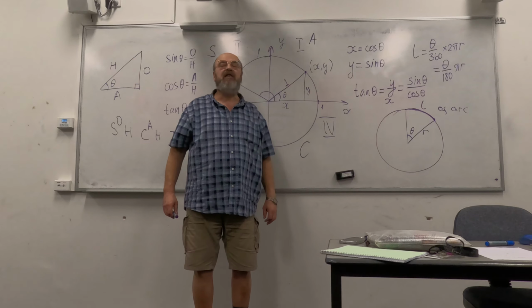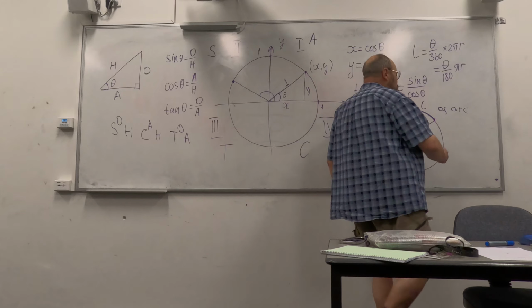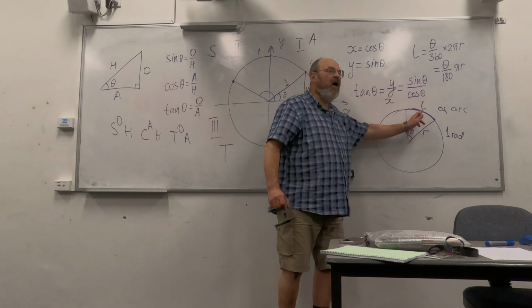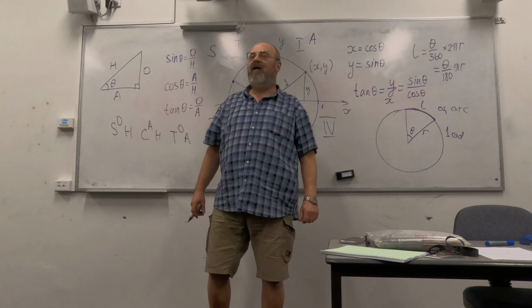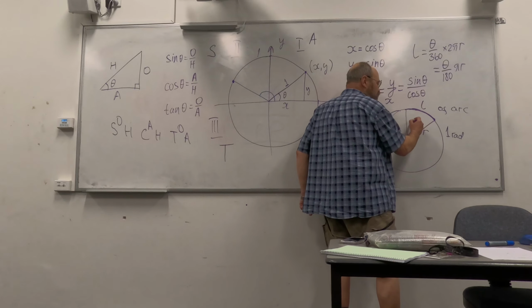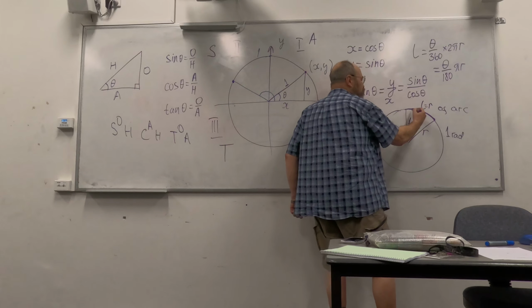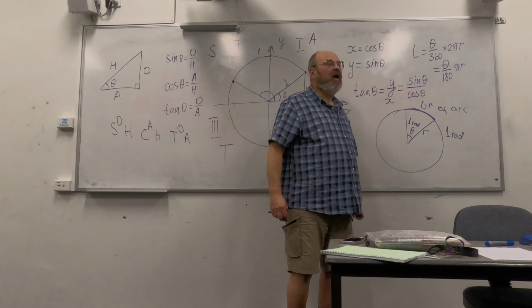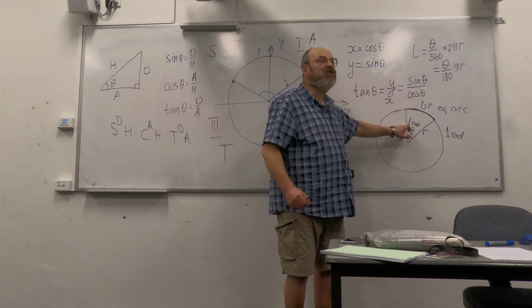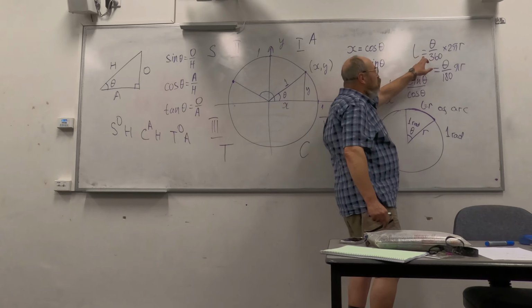Now, the definition of the radian. One radian is the angle for which the length of arc equals the radius. If this is 1 radian, then L equals R. So one radian is an angle such that the length of the arc is the same as the length of the radius.